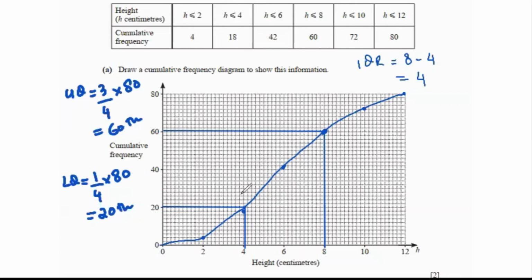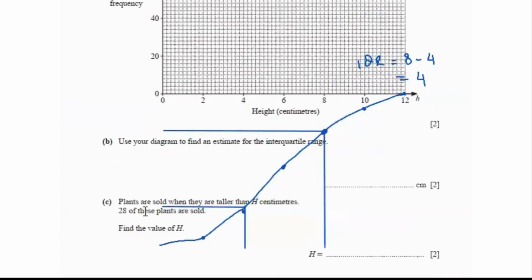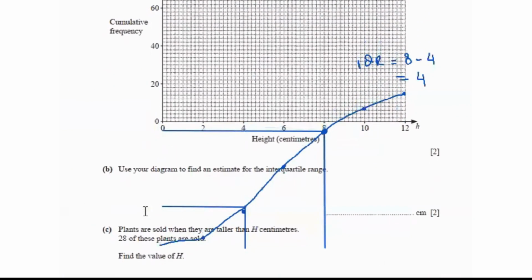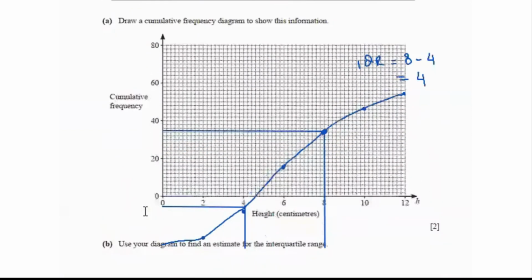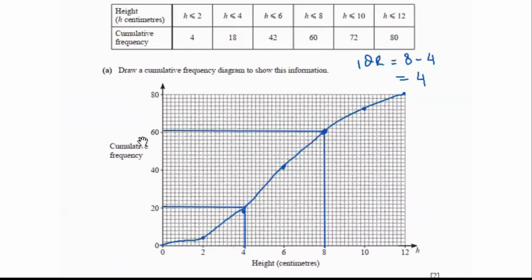And then it says to find the value of h when 28 plants were sold. Plants are sold when they're taller than h centimeters. 28 of the plants are sold. Find the value of h. So to find the value of h, what we'll do is we will first find the number of plants for that. So we're going to do 80 minus 28. That's going to be 52. So at 52, we'll mark the point over here.